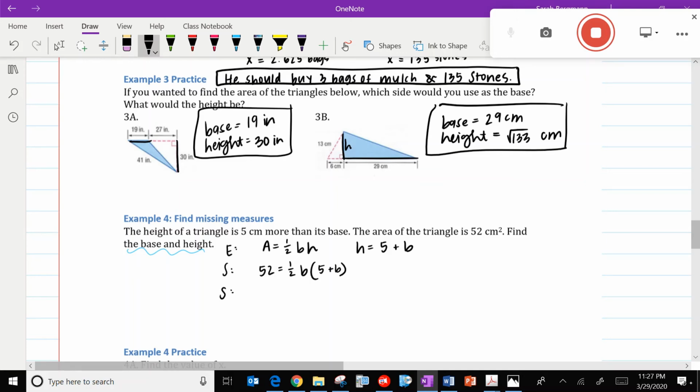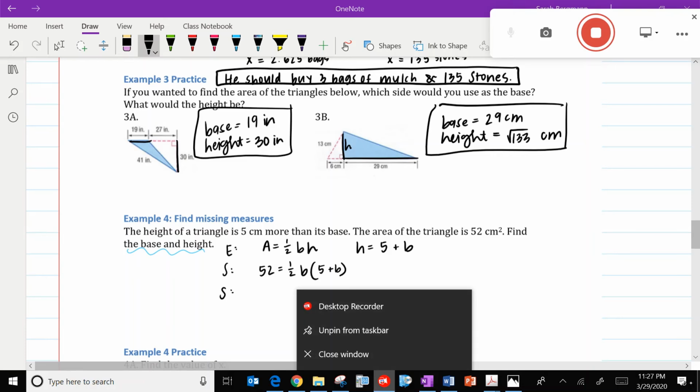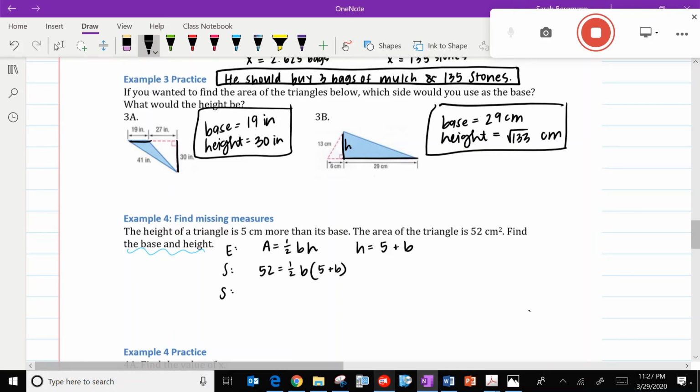To solve this, the first thing I personally would do is get rid of the fraction. I can do that by multiplying by 2 on both sides. So that gives me 104 equals b times 5 plus b. Now to solve, I need to distribute b. So I get 5b plus b squared.